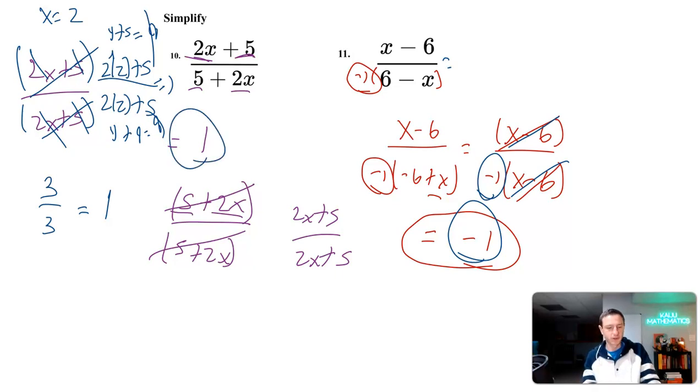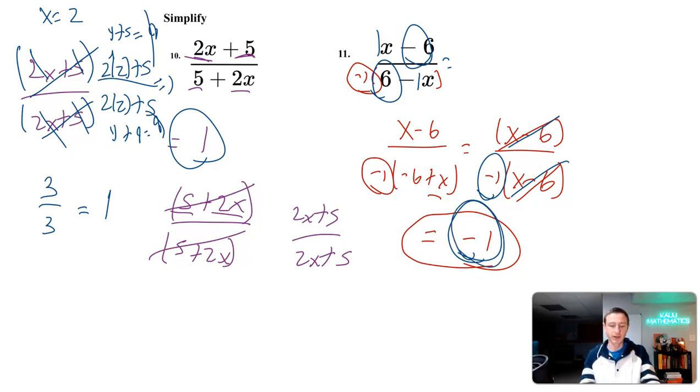And so the difference is here. This answer for the first one is positive 1 because it's the same thing. 2x plus 5, 5 plus 2x, same exact terms. Where on the second one, they're opposites of one another. Positive x, negative 1x. Negative 6, positive 6. So we have to take out a negative there. So we get negative 1.